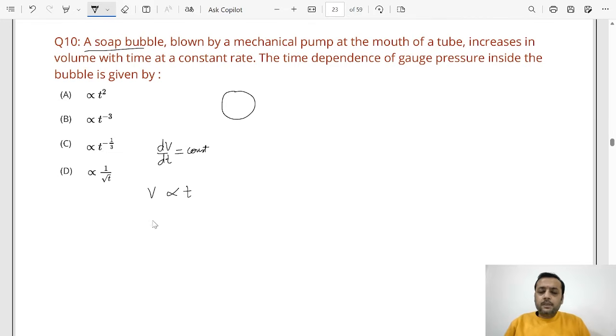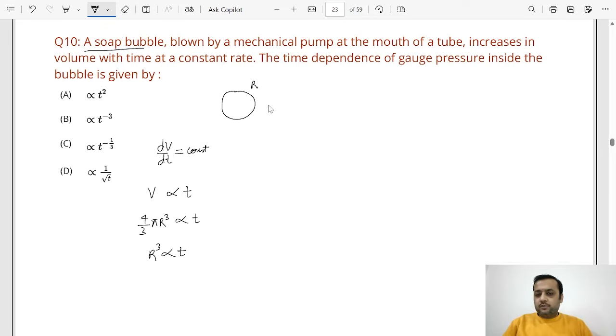So basically we have to find the time dependence of the gauge pressure inside the bubble. Now we know that, suppose the radius is r, the volume of this will be 4 by 3 pi r cubed. That is proportional to time. So effectively we can say that r cubed is proportional to time, right?